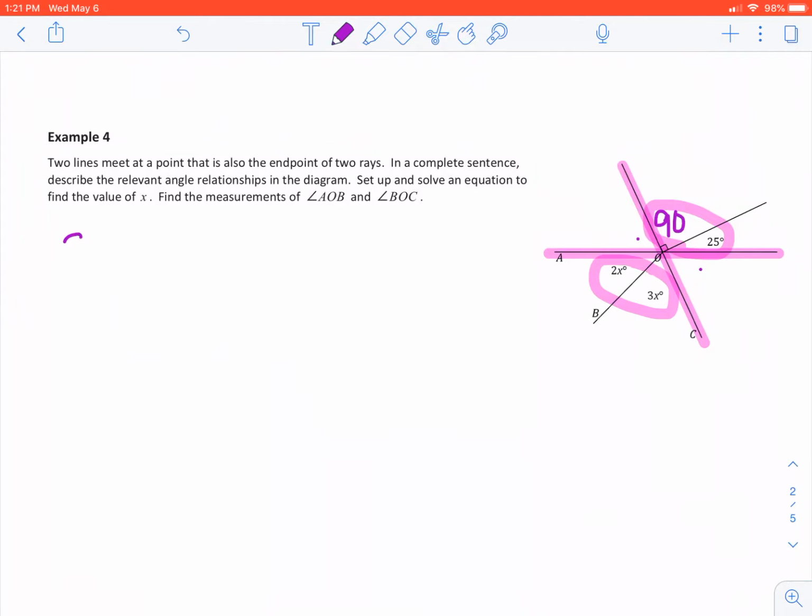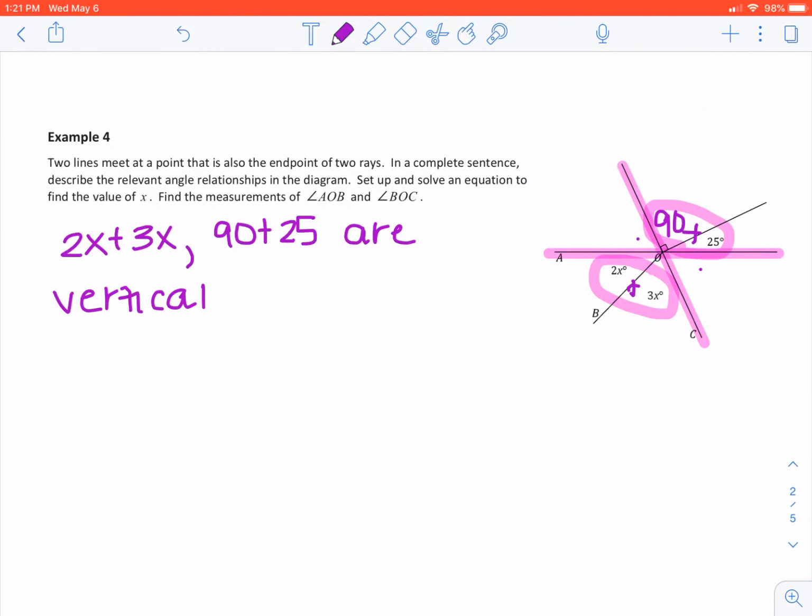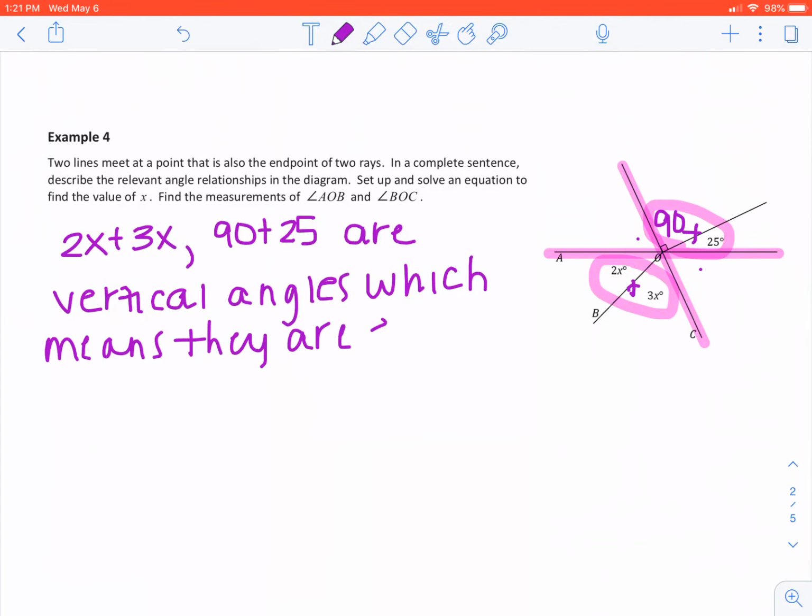So on the bottom half, we have 2x plus 3x. Remember, add them together when they're next to each other. So that's one of the angles. The other one is 90 plus 25. Add them together when they're across from each other. So this we're going to add, and this we're going to add. So they're across from each other, so they're called vertical angles, which means they are equal. So again, let me just point out, we have vertical angles here. They tell us that they're equal.